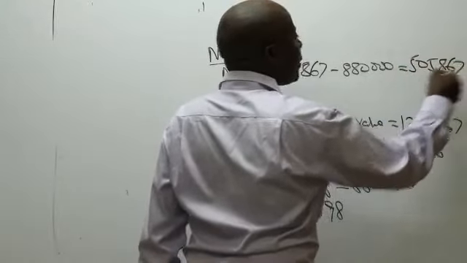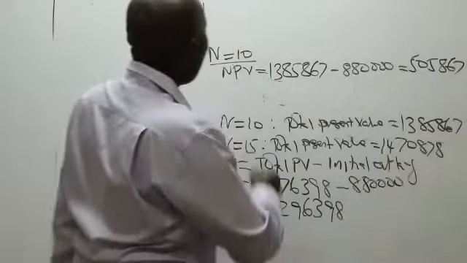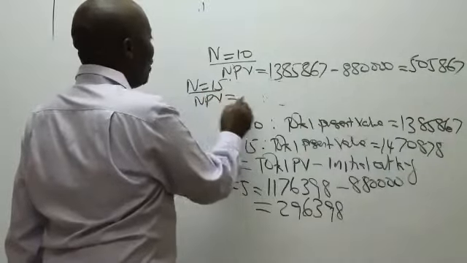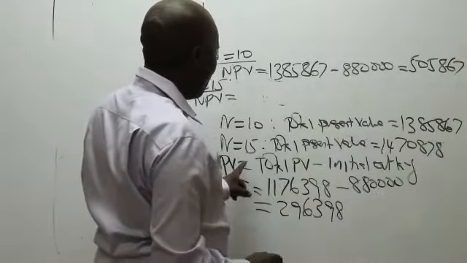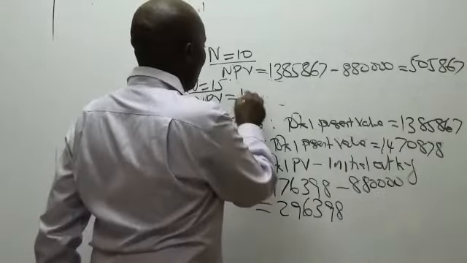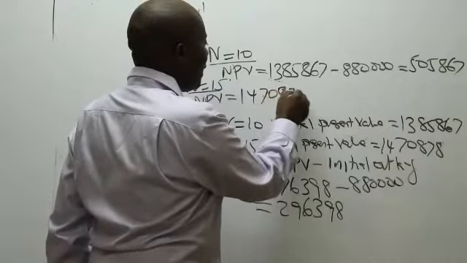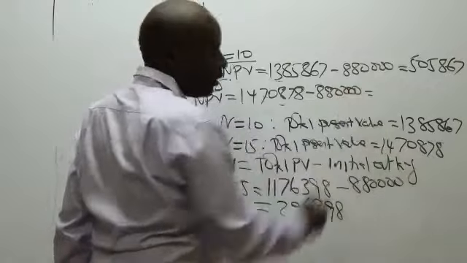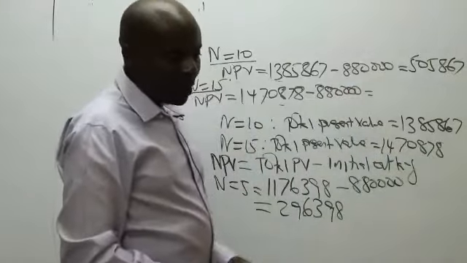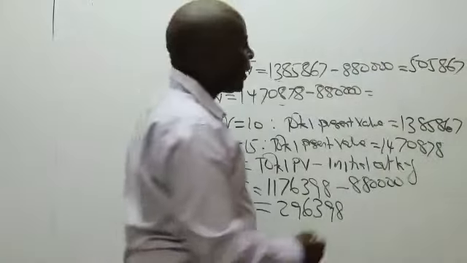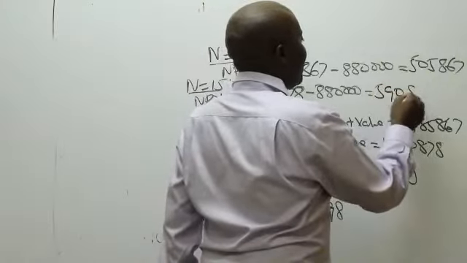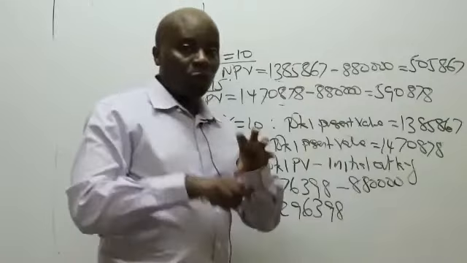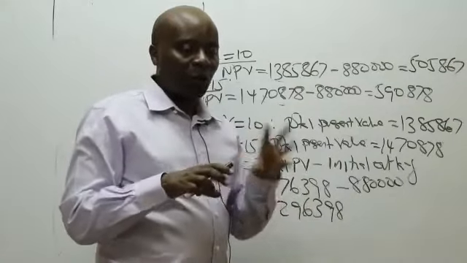When n equals 15, NPV will be equal to, I know the total net present value is 1,470,878 minus 880,000, which will end up giving me 590,878. But now, ladies and gentlemen, the question was not about just net present values.